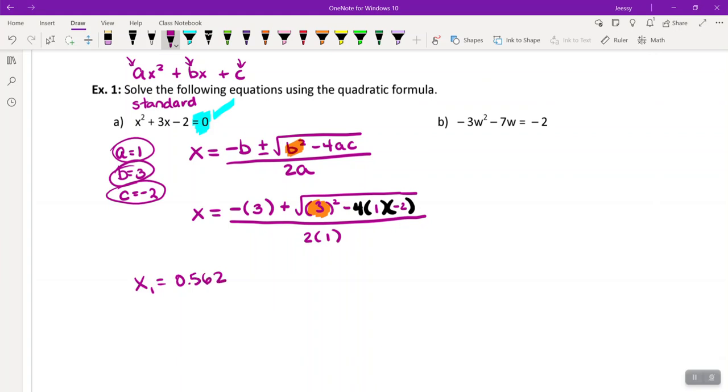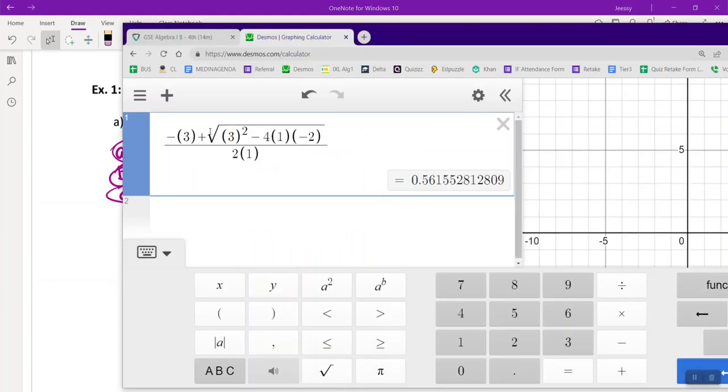0.562. How do I find the other X? For that, switch the sign. So this plus sign right here is going to become a minus sign. And that's going to give you the other answer, which is negative 3.562.